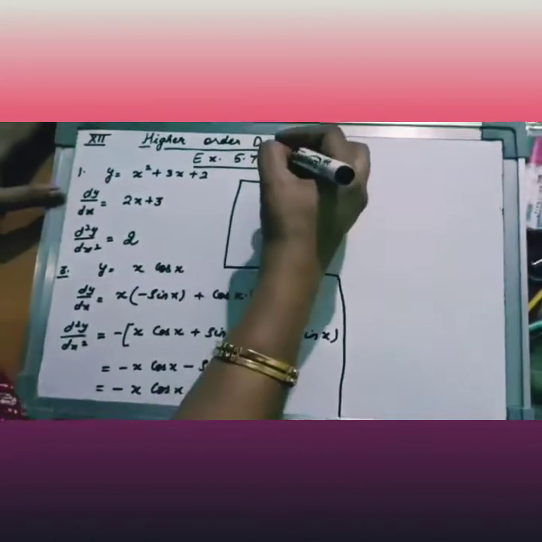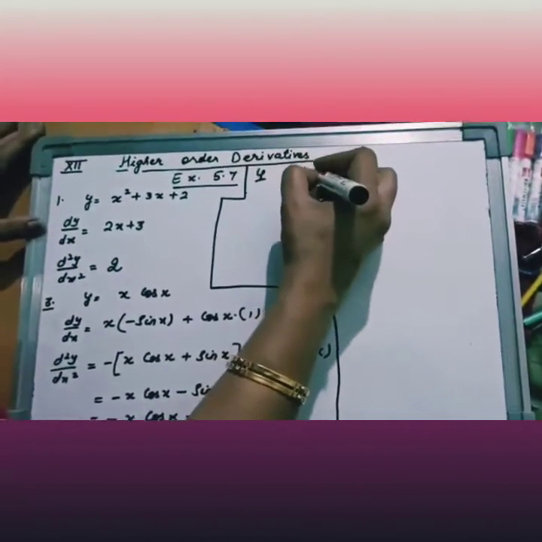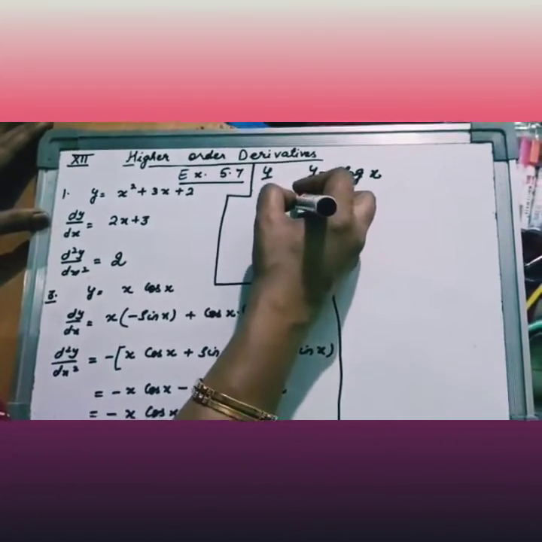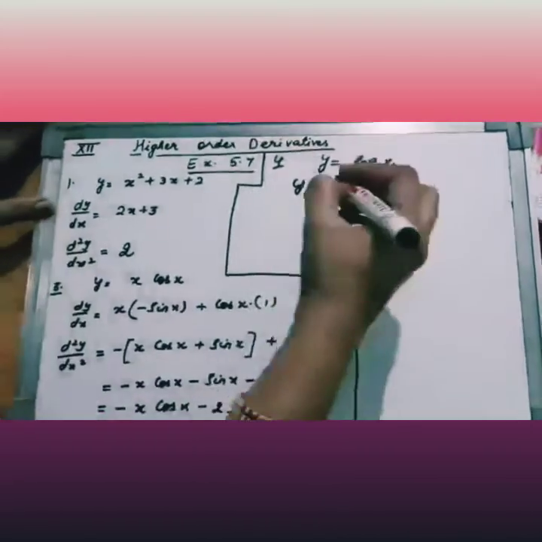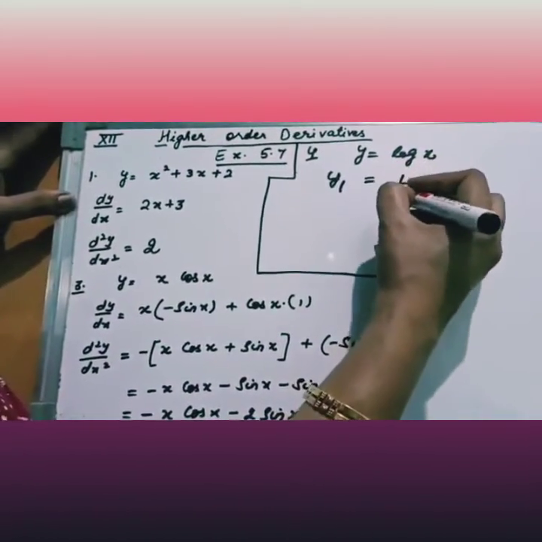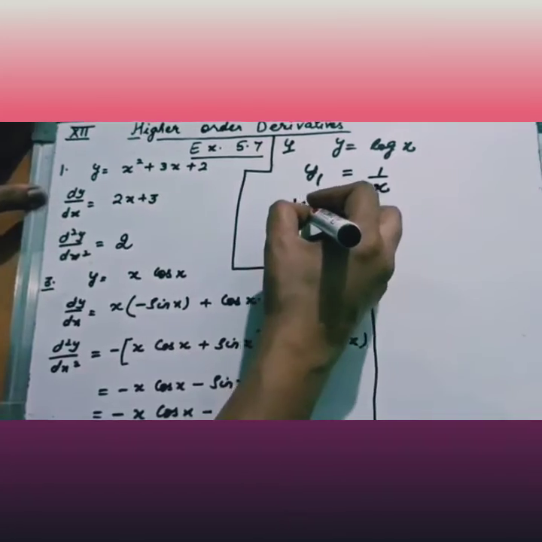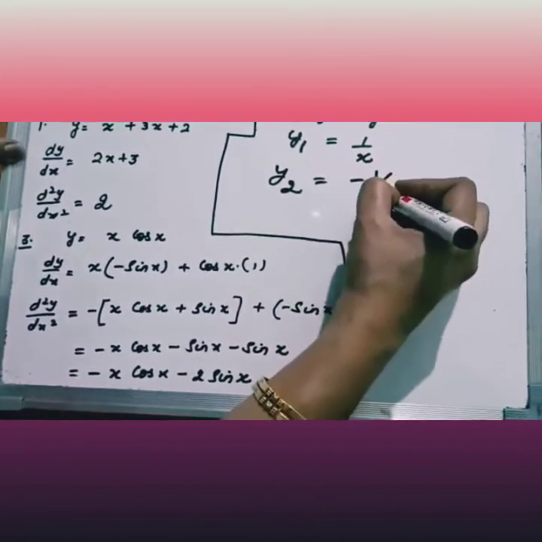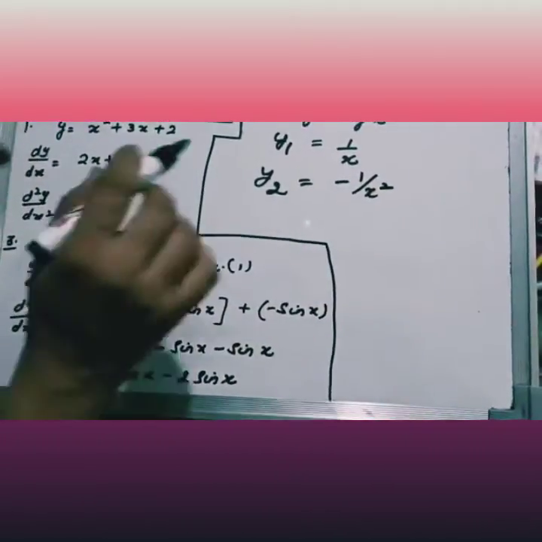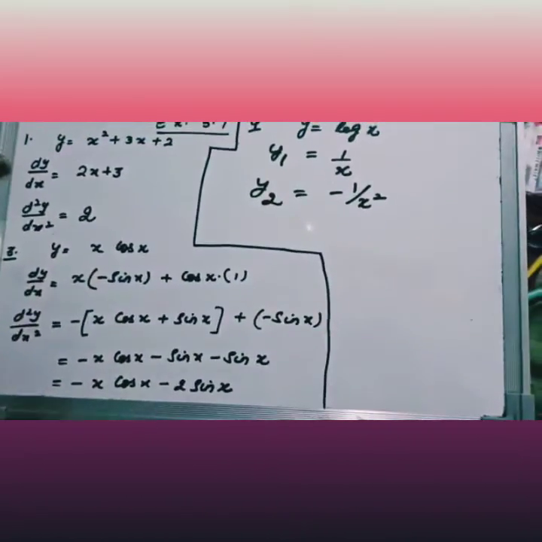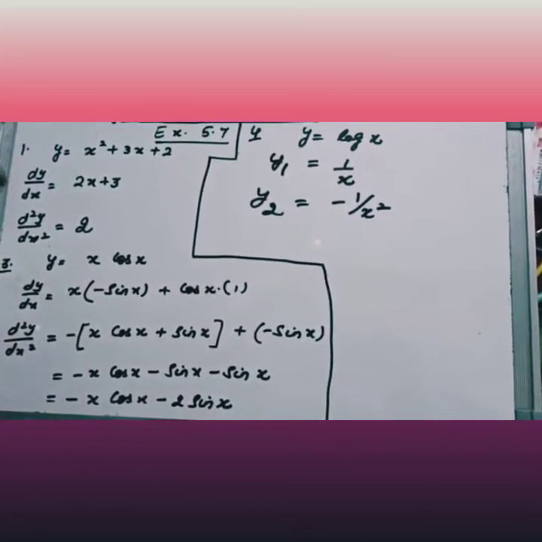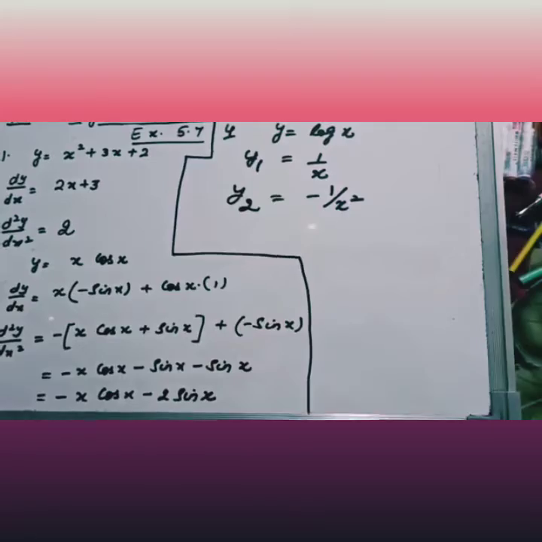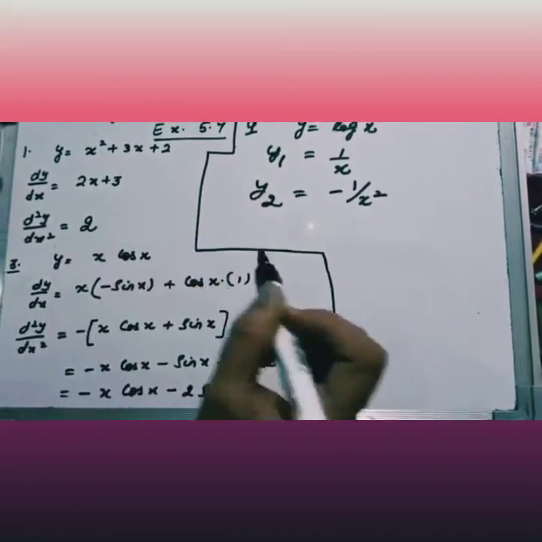Now next is question number 4. Y is equal to log x. Now first derivative can be represented by y1. So y1 is the first order derivative, 1 by x. And if you differentiate it a second time, it is minus 1 by x square. The first order derivative of log x is 1 by x. Second order derivative is minus 1 by x square. So if in a question y1, y2 are given, they are representing the first and second order respectively.